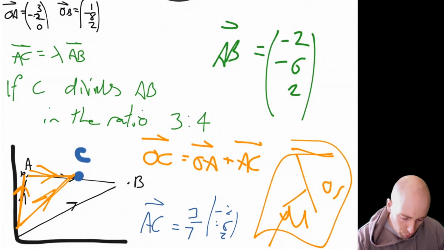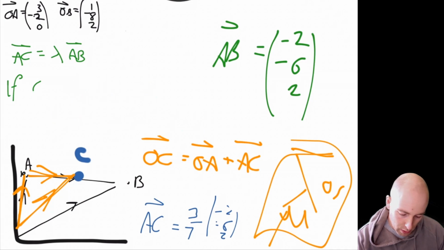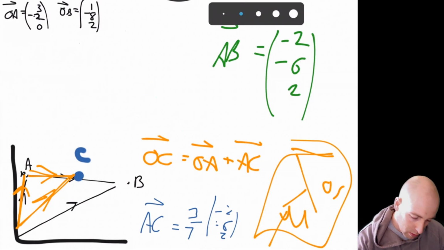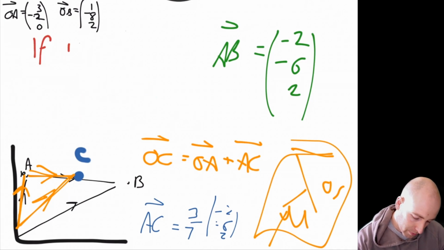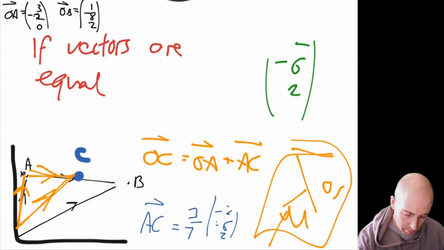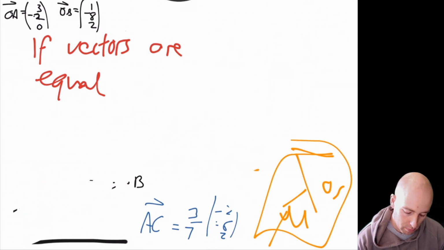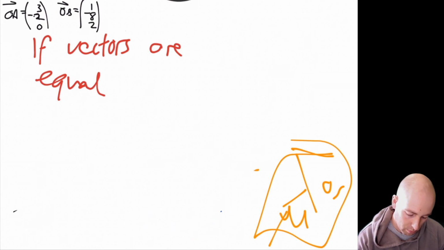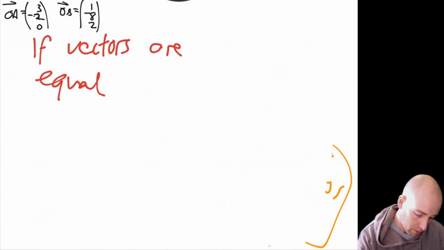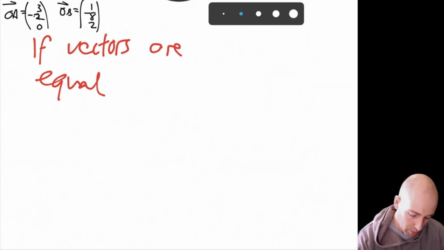One last thing is if you've got i components, if vectors are equal, so for example.